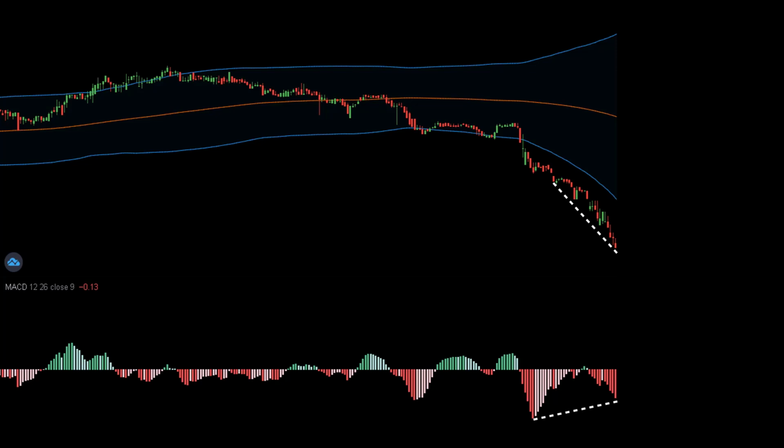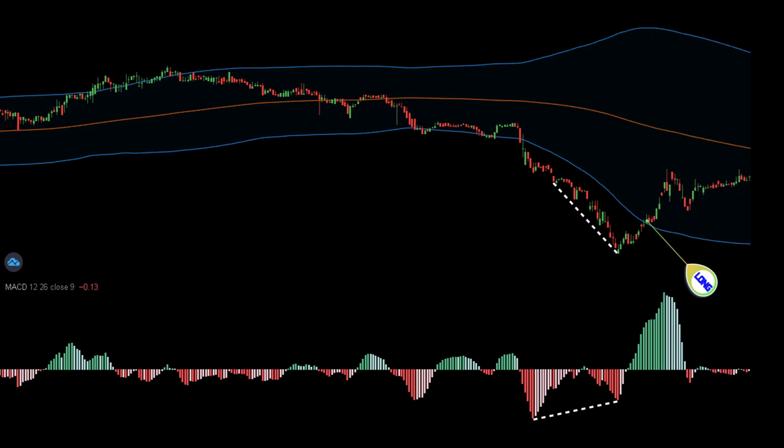We now have a combination of MACD divergence and Bollinger Bands, which tells us that selling pressure is fading and buyers are starting to step in. This sets the stage for a potential reversal to the upside, so we start looking for a long opportunity. Our entry signal comes on the first candle that closes back inside the Bollinger Bands. That's where we enter a buy trade. And as you can see, price makes a strong move up after the entry.